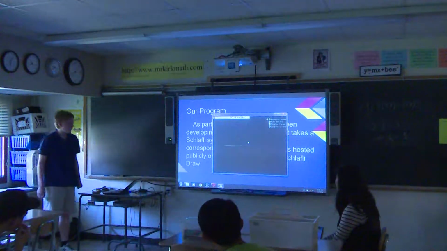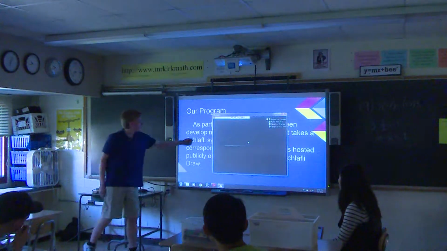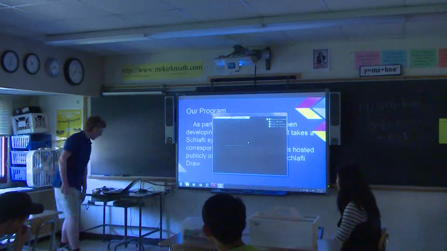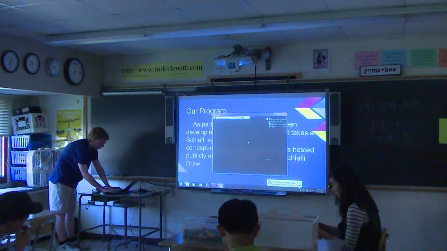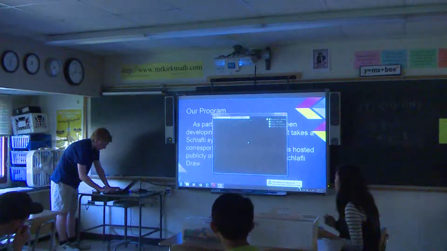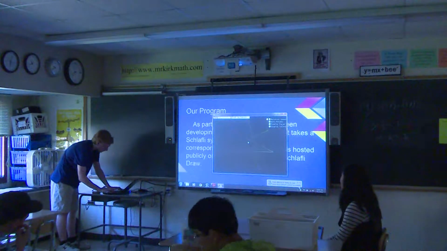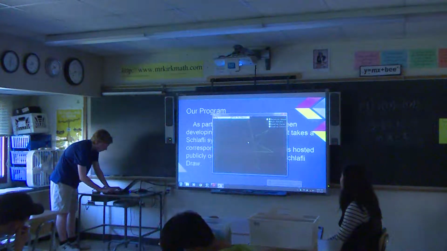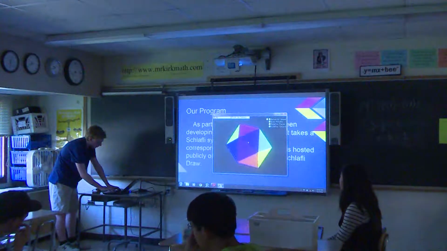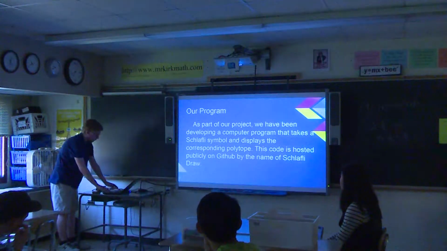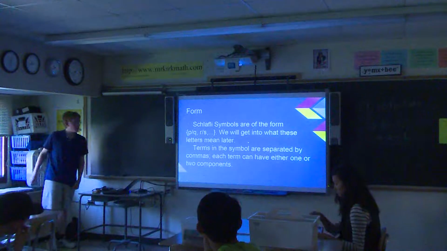Up in the top left corner, this is the Schlafli symbol, and you can enter certain inputs which will give you different shapes. And they can also go into 3 dimensions, for example. So you'll see more about that, and what they look like.